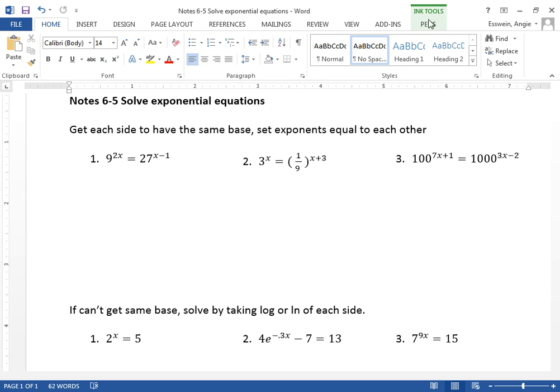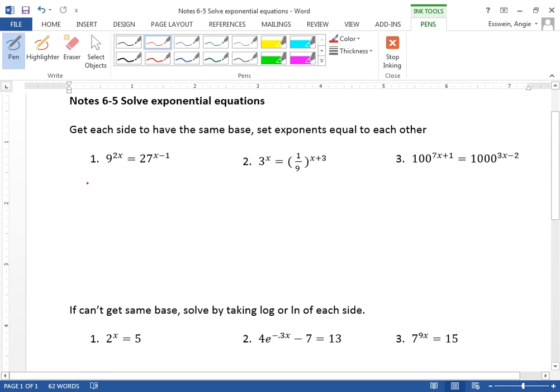Okay, very good. So we just take 9 is 3 squared, and 27 is 3 cubed. Everyone agree? Okay, and then we still have a 2x here, and we still have an x minus 1 here. Very important that you have parentheses. That was the hardest step. Now, you can think of it like canceling the 3's, or just match up the exponents. So we don't need these anymore. So you can just say 2 times 2x equals 3 times x minus 1.